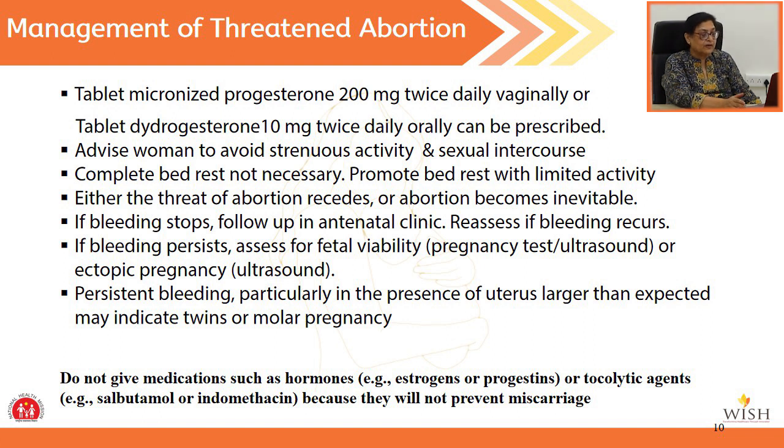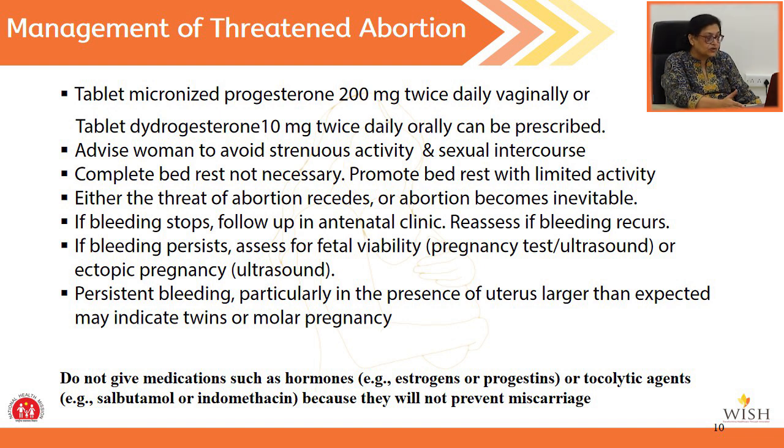In such a case, you may advise the woman to take some progesterone supplement like micronized progesterone 200 milligrams twice daily or dydrogesterone 10 milligrams twice daily. You should also advise the woman to avoid strenuous activity and sexual intercourse. Complete bed rest is not necessary. You tell her to limit her activity. Either the threat of the abortion would recede, that means it would go away, or the abortion would become inevitable. That means the os would start opening and bleeding would increase.